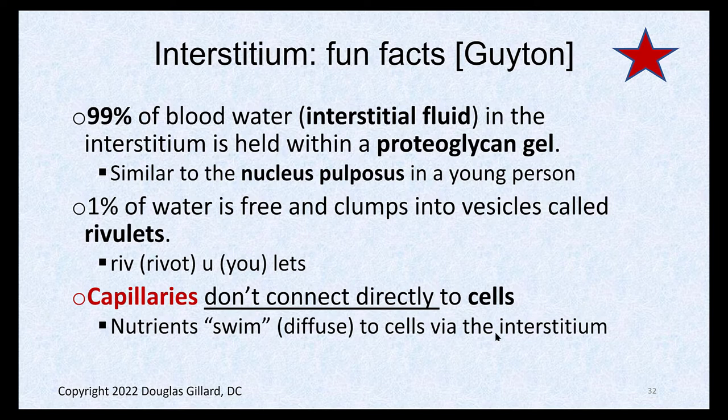99% of this blood fluid or blood water is held within the proteoglycan gel. 1% is free to circulate between the proximal and distal capillaries. And it clumps together in things called rivulets. People who swell can get up to 30-40% of rivulets. Swelling and pitting edema is caused by this free water buildup, because it can't be siphoned off fast enough.